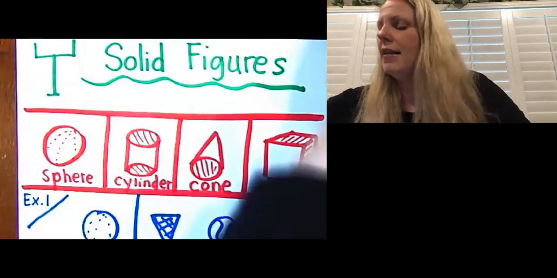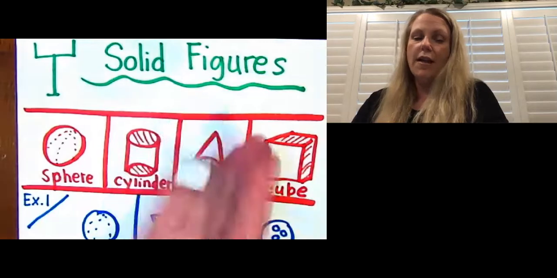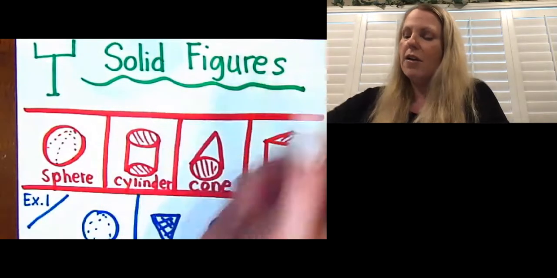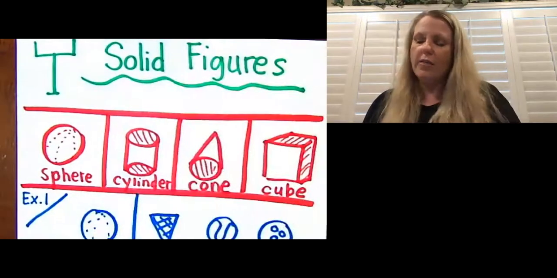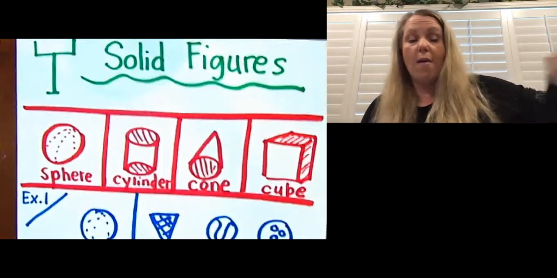And the last thing that I have is a cube. And for a cube, I have a dice. And when you roll it, you've got a dice and the cube. So today what you're going to do is look at some of these problems.